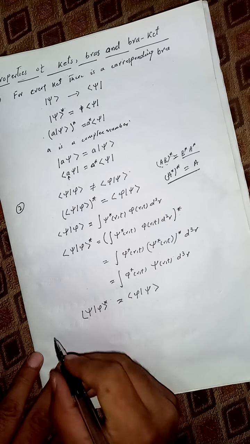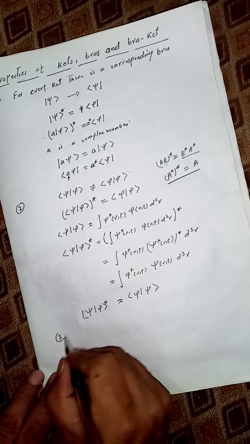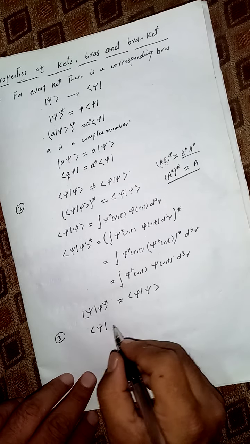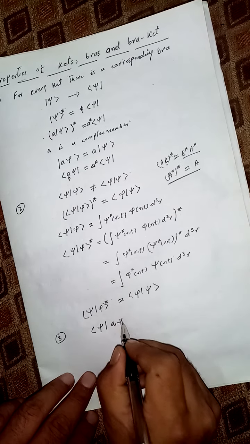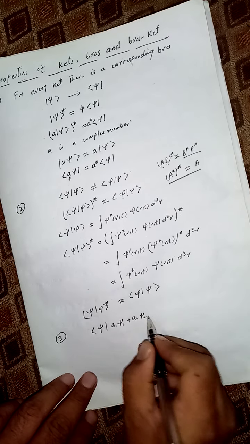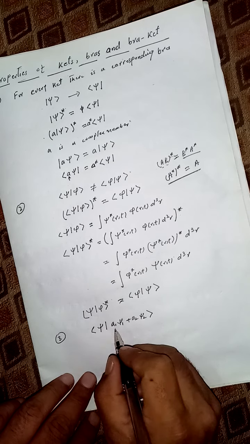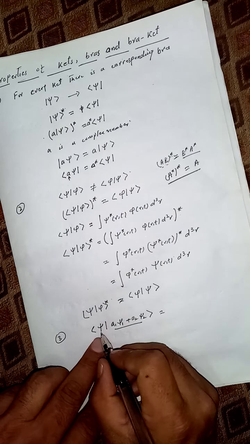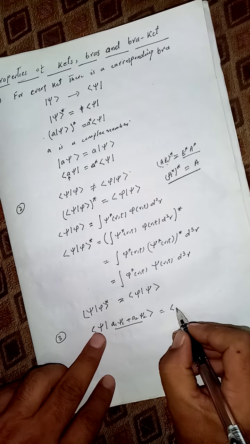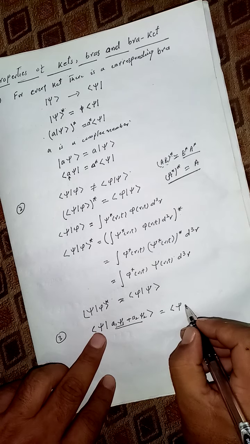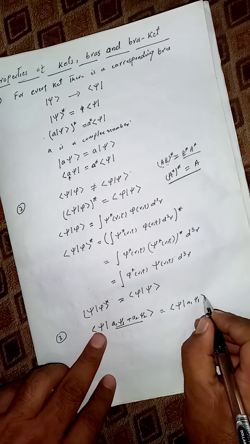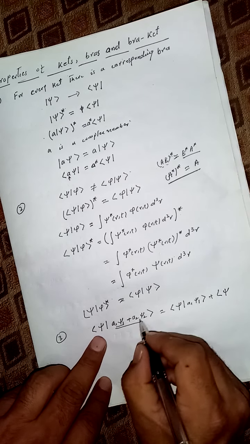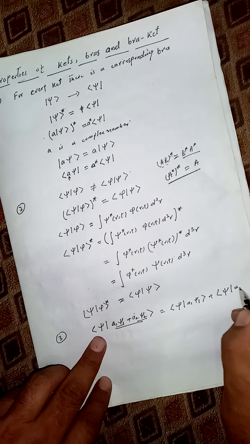The third property is, if we have a bra psi and we have a ket a1 psi 1 plus a2 psi 2, which is a linear combination of two state vectors psi 1 and psi 2, then this will be equal to, we will take the scalar product of psi first with this one, which is a1 psi 1, and then plus the scalar product of psi with this one, which is a2 psi 2.